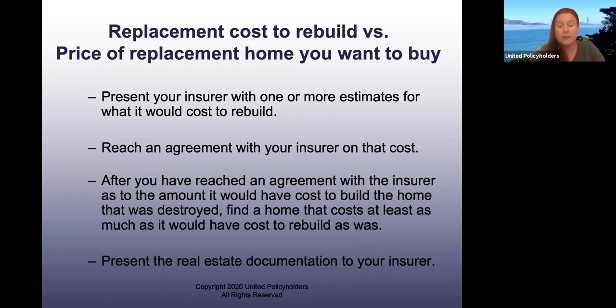It's a very tricky thing. I think, and UP thinks, that if they deduct the value of the land, you end up with a house that's worth less than the house you lost. So one of the things that I like to do, if you're thinking about moving, once you've reached an agreement on what you're owed, is get a sample house in the price range that you're thinking about buying and send them the documentation.